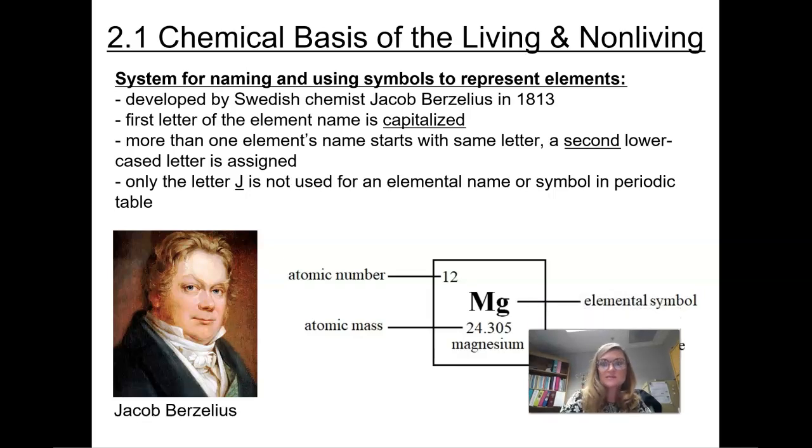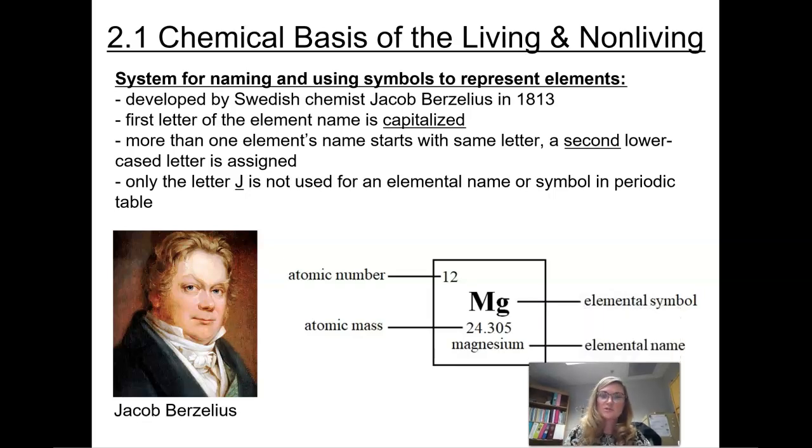Or in this case, looking at this picture, you see that the atomic number is going to be 12. You see the atomic mass, 24, and then you see that the elemental symbol will be capital M, lowercase g, and that's going to be magnesium. The only letter that is not going to be used in the periodic table element name or symbol would be a J. So J is not used.